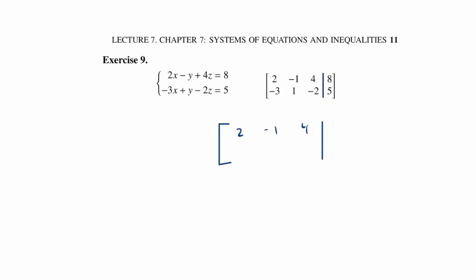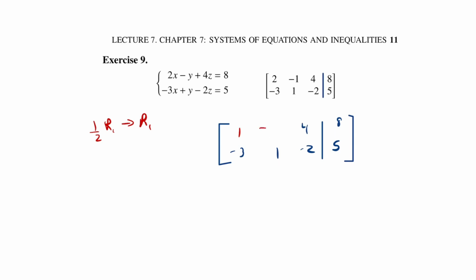All right, so step number 1 has to be to multiply by the reciprocal, row 1, and that's going to equal row 1. So that's going to be a 1. That's going to be a negative 1/2. This is going to be a 2. And this is going to be a 4.